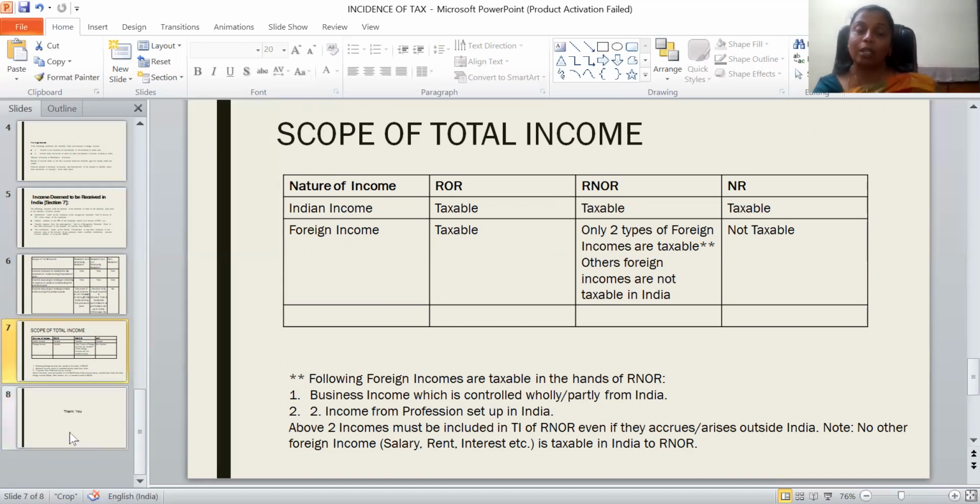I think you're clear on the incidence of tax based upon the residential status of an individual.